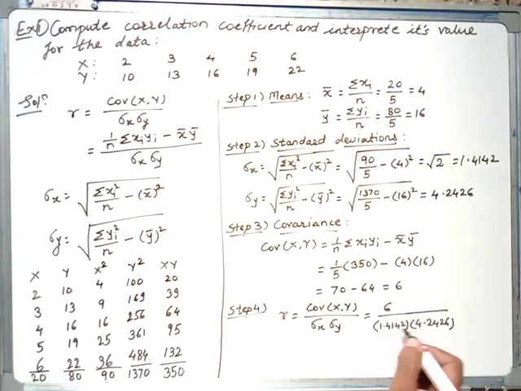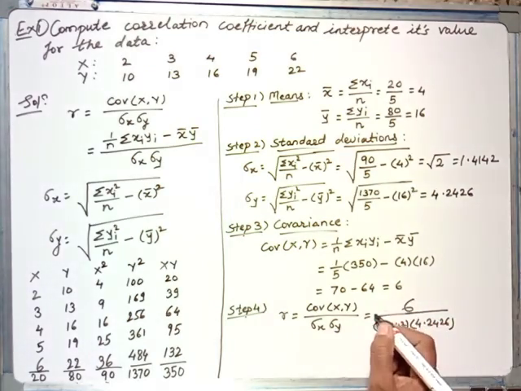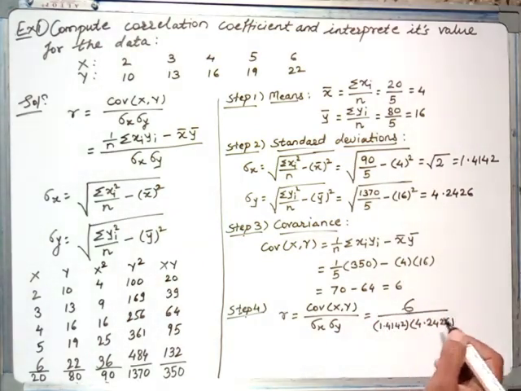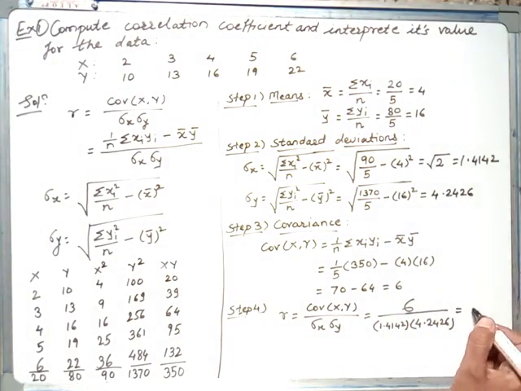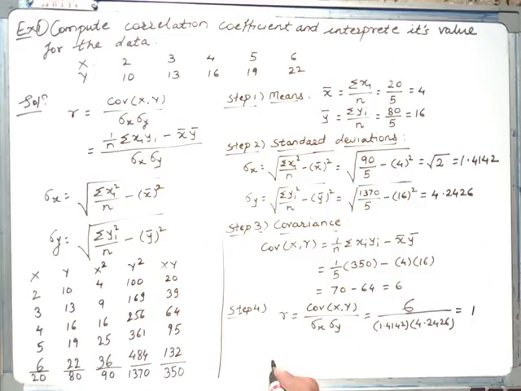4.2426. And this calculation, let me write this 6 here. And this simplification will be 1. You can check it. It will be 1. Therefore, if it is 1, it means r is equal to 1.